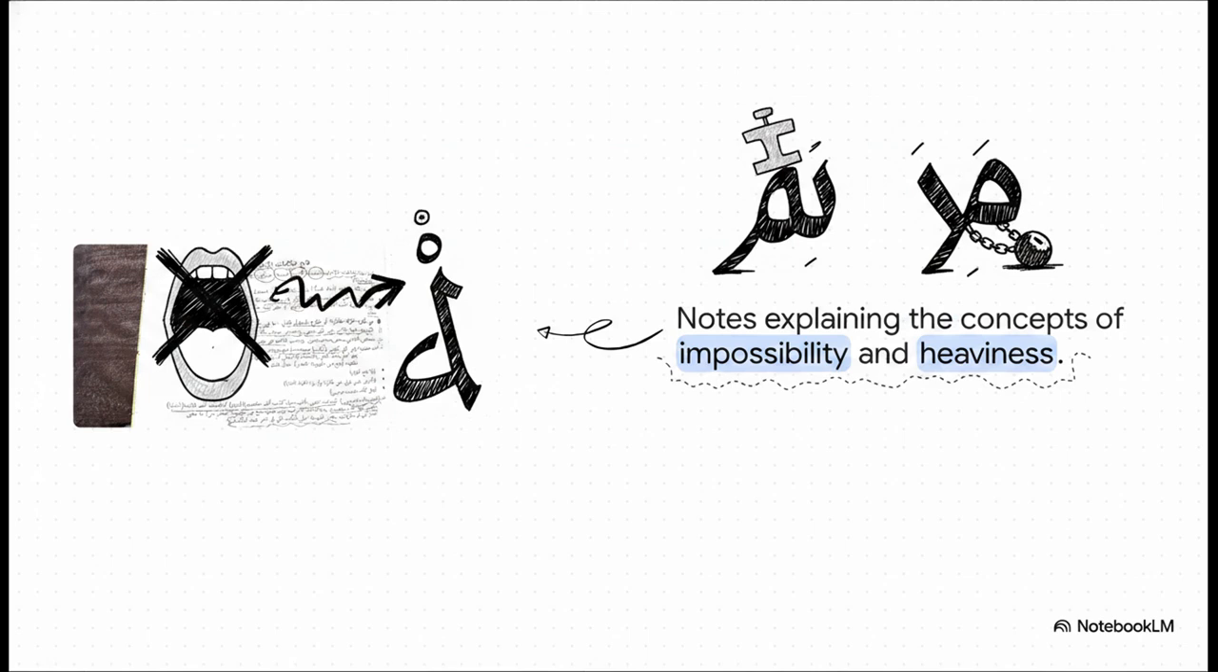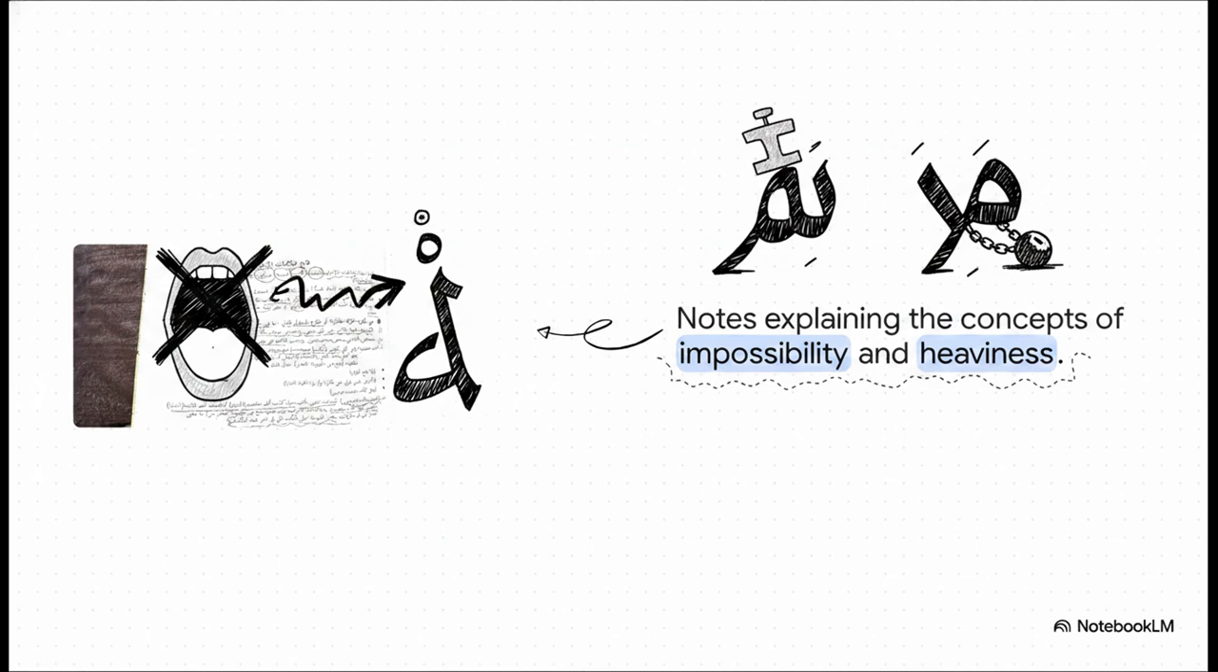If a word ends in an aleph, a long ah sound, it is physically impossible to stack a dhamma or a kasra on top of it. Your mouth literally cannot make that sound combination. The second reason is thiqal, or heaviness. If a word ends in a waw or a ya, technically, yeah, you could force a vowel onto it, but it would feel incredibly heavy and clunky to pronounce.